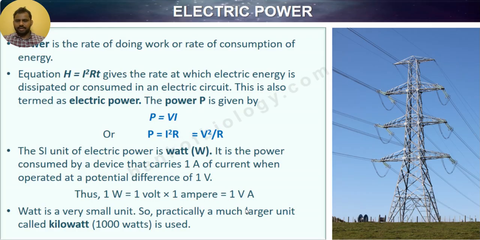This is another formula that can be used for power. P is VI and P is I square R and P is V square by R. If they ask to define 1 watt, you can say 1 watt is the power consumed by a device that carries 1 ampere of current when operated at potential difference of 1 volt. Watt is a very small unit. Practically, a much larger unit called kilowatt is used. 1 kilowatt is 1000 watts.